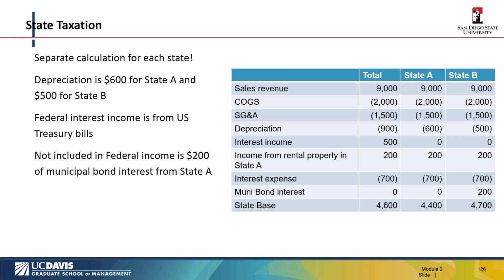Remember, states may not respect other states' muni bond interest rules. Now, they may or may not, but we know we need to adjust federal income by that amount. So we're going to drop the $200 not into both, but into State B, because State A exempts it. And that's the typical rule. So what we've done is recalculate total income. I think of that as worldwide income, but based on the rules of State A and State B. You can see our federal number was 4,600, our State A is 4,400, and our State B is 4,700.